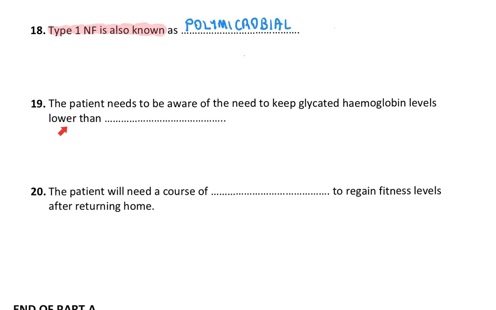Question 19. The patient needs to be aware of the need to keep glycated hemoglobin levels lower than. So guys, this is quite tricky, but you have to be very much aware that we are talking about awareness and information, okay? Patient needs to be aware. So it's concerning information. Therefore, you go to the text that contains health education. Then you use glycated hemoglobin levels to look for the answer. Lower than, okay? The figure should be lower than. All right.